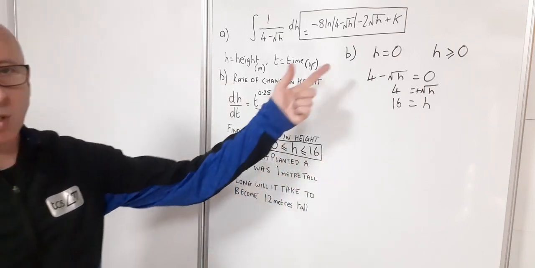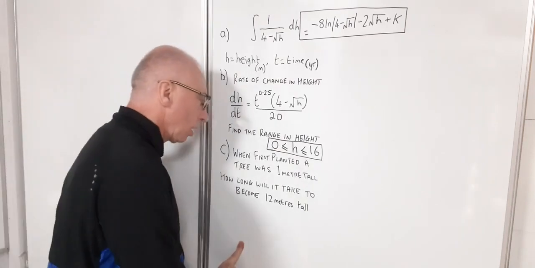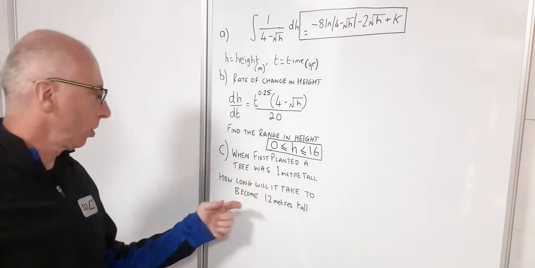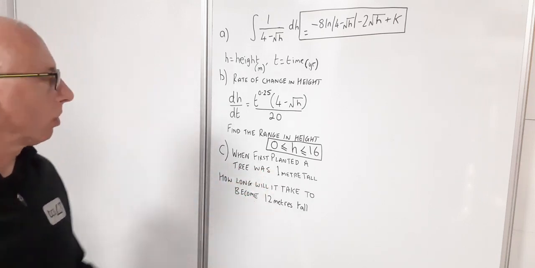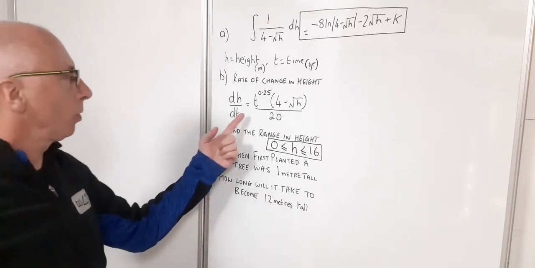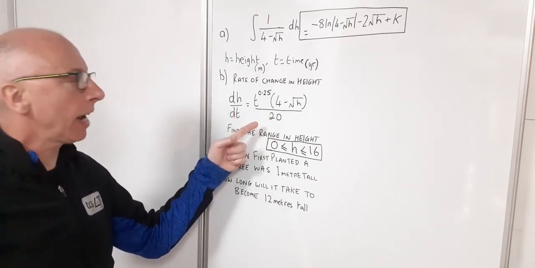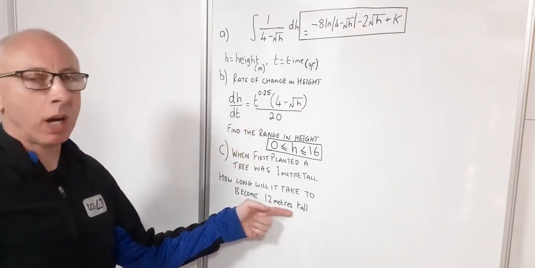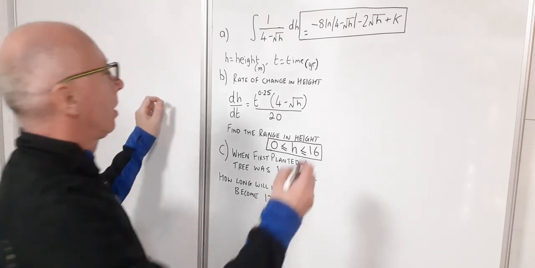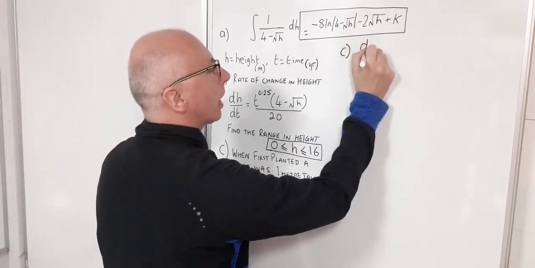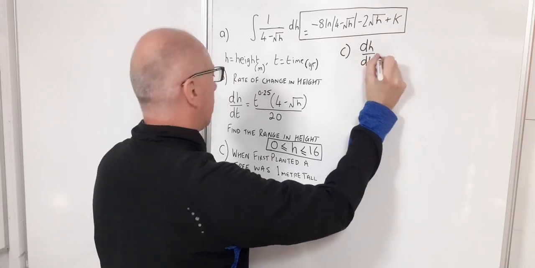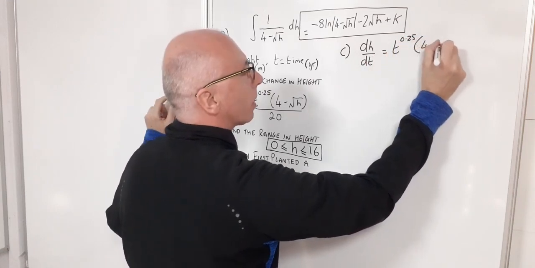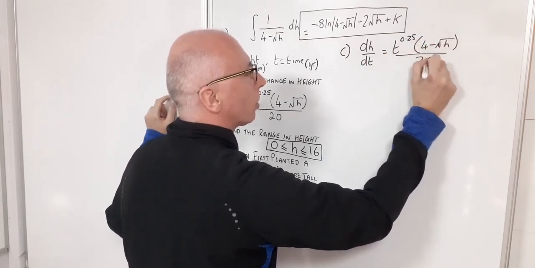Okay, right, let's take those calculations off and concentrate on part C. Okay, so now part C. When a tree's first planted, it was 1 metre tall. How long will it take to be 12 metres tall? So for that, what we want to do is to break this differential equation down into a separable differential equation, and then plug in the height to be 12 and see what solution we get. So dh over dt equals t to the 0.25, 4 minus root h, all over 20.